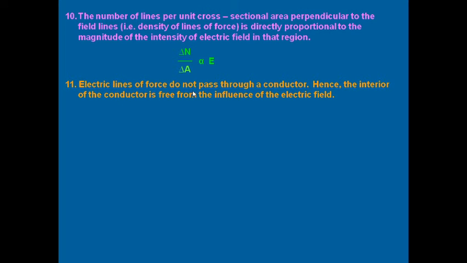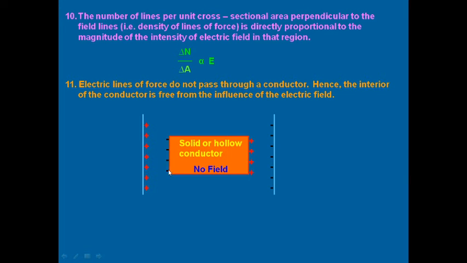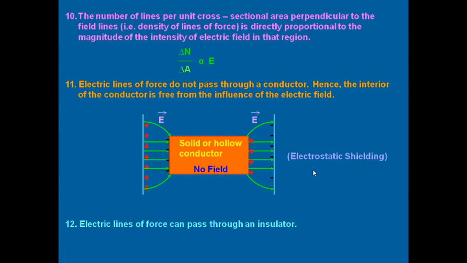Electric field lines do not pass through a conductor, hence the interior of a conductor is free from the influence of electric field. We will discuss that in the next chapter also: whenever a conductor is placed in the field, the field lines never cross the conductor. That means net electric field inside a conductor is always equal to 0, but outside it passes perpendicularly. That is also called electrostatic shielding. Just like whenever lightning is there, it is very safe to be inside a car, because the car acts as an electrostatic shield, and the electric field does not pass through.